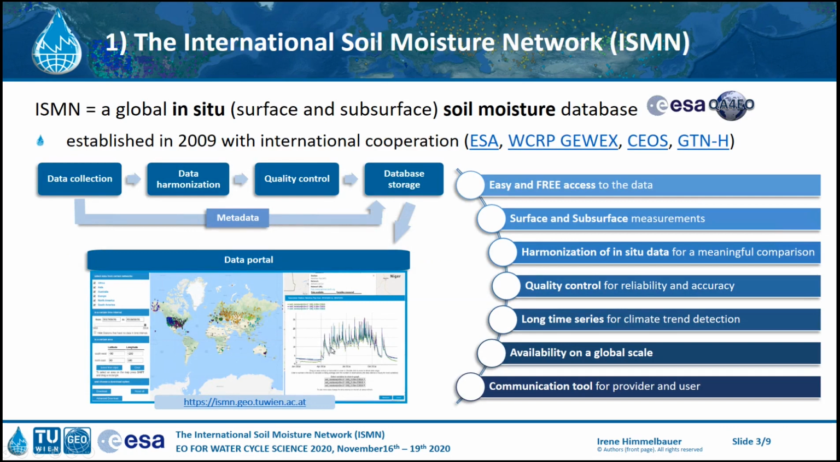The International Soil Moisture Network, or short ISMN, is a global in situ soil moisture database. In situ meaning measurements are taken from the surface and subsurface. This network has been established in 2009 with international cooperation. There was really a strong need to have in situ soil moisture data available for satellite validation, and what they needed was a reliable and consistent data set with long time series. And this is what has been achieved within this ISMN project.